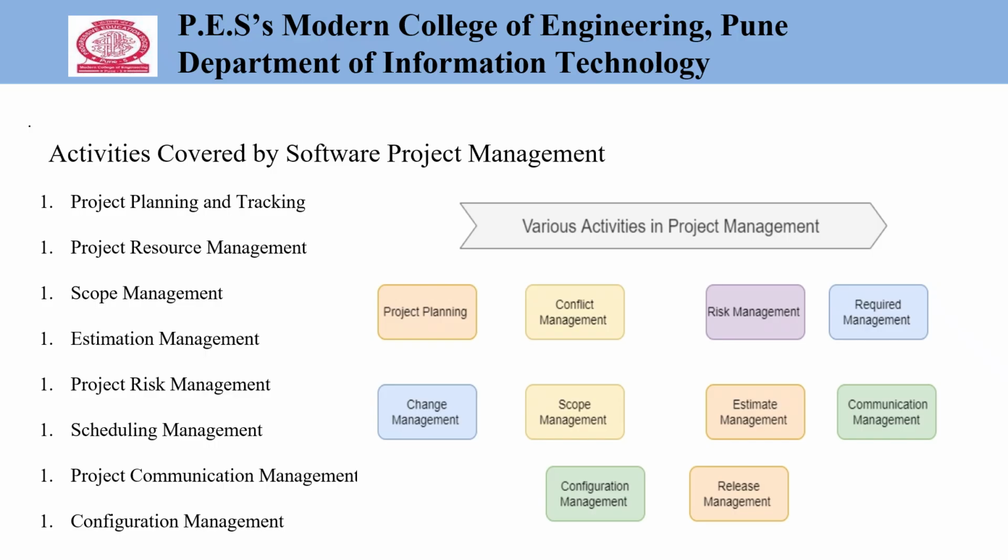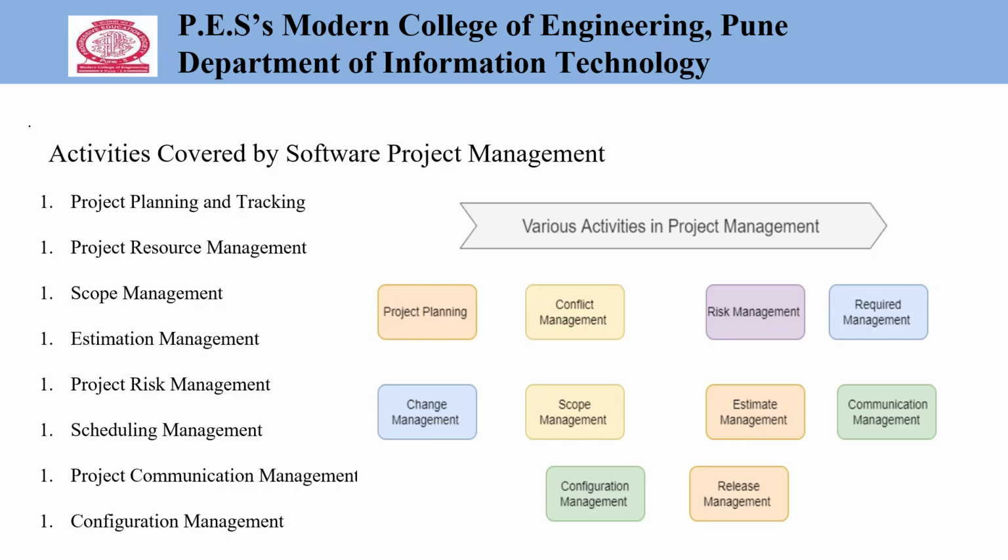First one is project planning and tracking, then resource management, scope, and estimation management. Project planning and tracking means you have to schedule a plan, that means start and end dates also, and you need to track the project. That means you always need to keep track of how much of your project is covered. Second, project resource management. What is resource management? It is in terms of in-house or out-house.